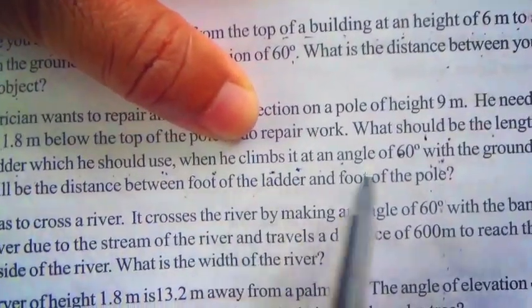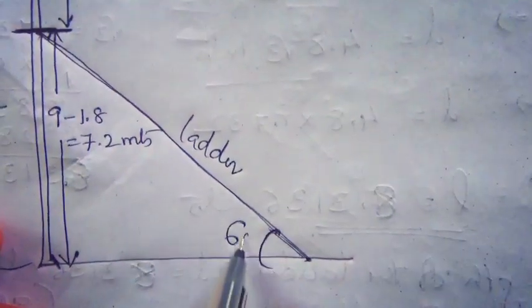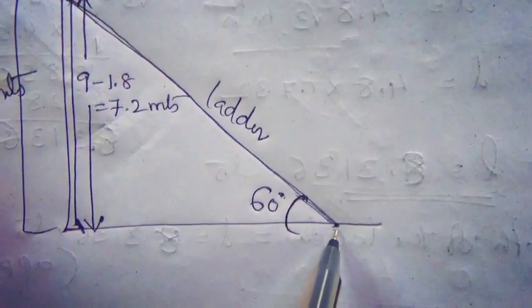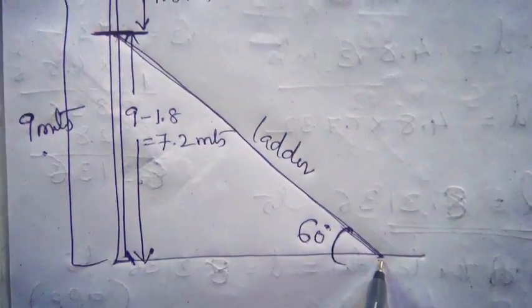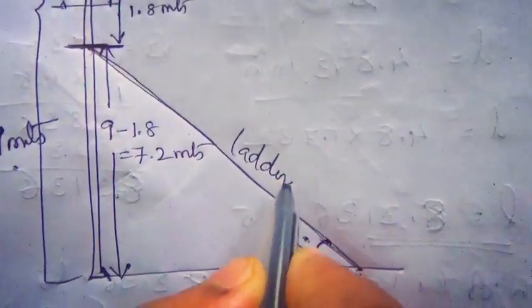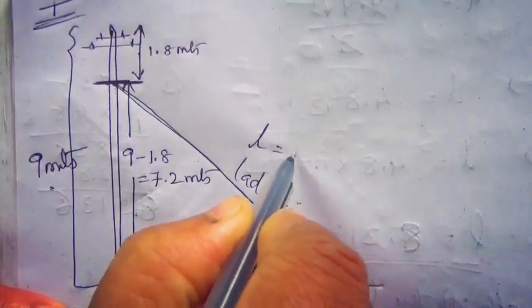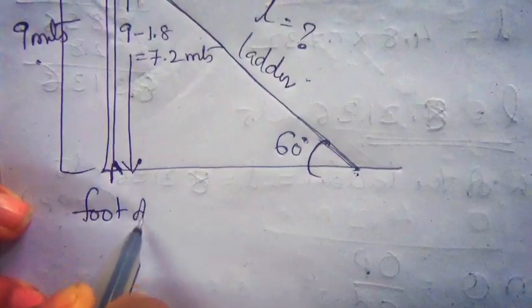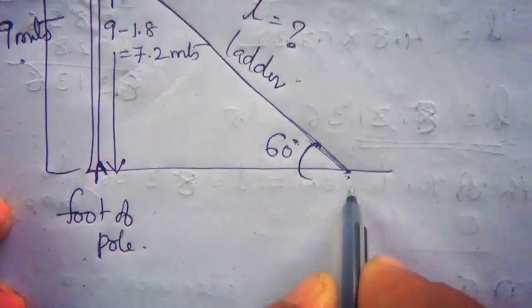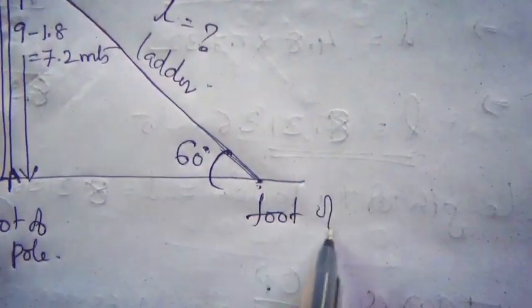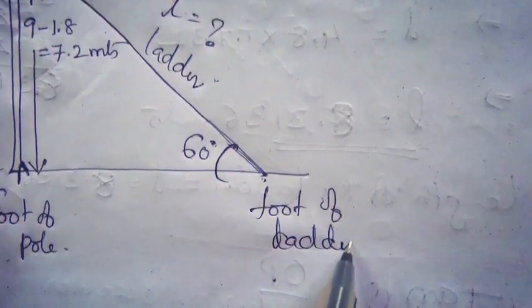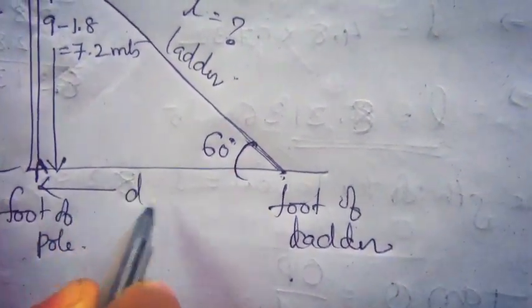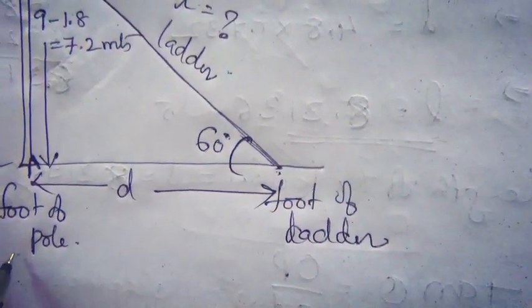He climbs at an angle of 60 degrees with the ground. Here he was asking, what is the length of this ladder? We have to find out the length of this ladder. At the same time, this is the foot of the pole, and this is the foot of the ladder. So what is the distance between these two, the foot of the ladder to the foot of the pole?